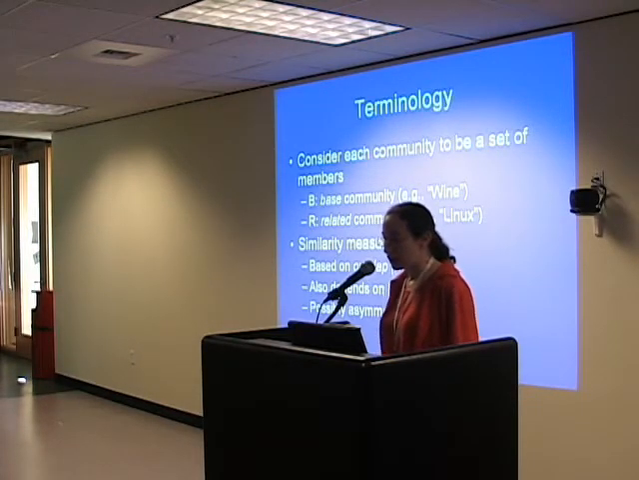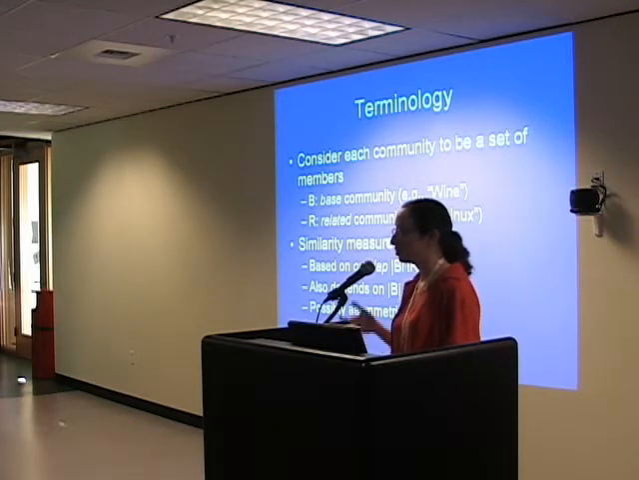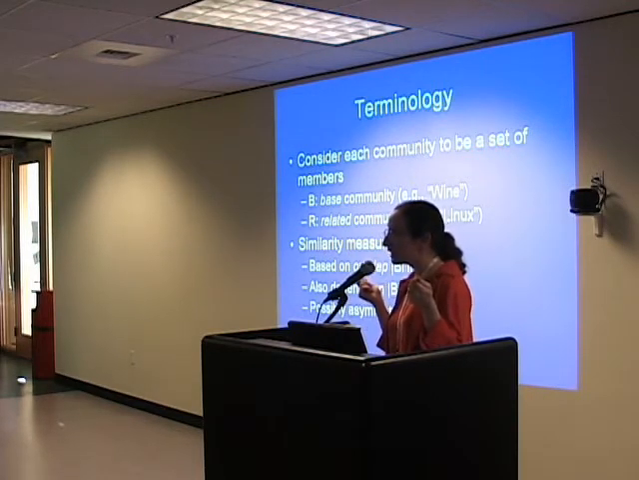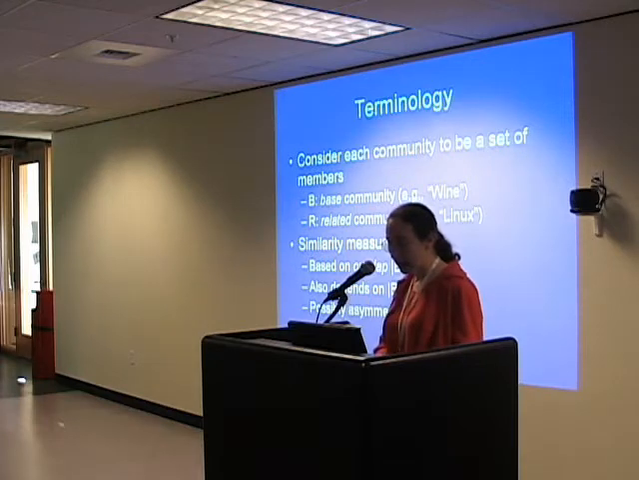So here's some terminology I'll be using. You can consider each community to be a set of members. And we might talk about a base community, B, wine, for wine lovers, and a related community, R, like Linux. You'll see later why I use that. And what we want is a measure of similarity. How similar, how good a recommendation is R for B?